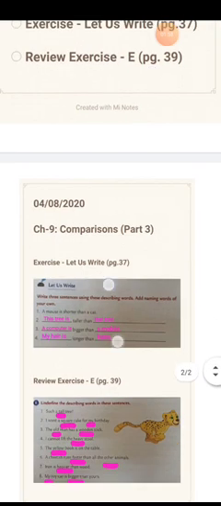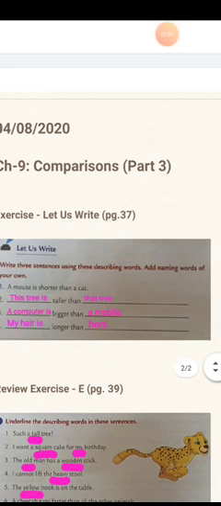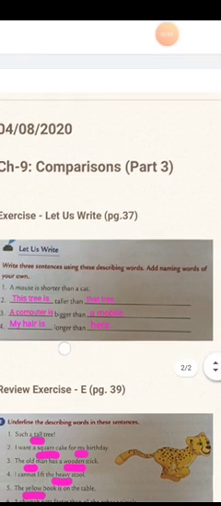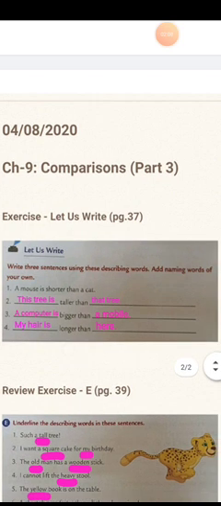Let Us Write. You can write whichever thing you want to describe in these incomplete sentences. I have written some answers for you. If you can do it yourself, you can give your own answers also. You have to do these two exercises in your copy. That is your homework. So let's begin this work.